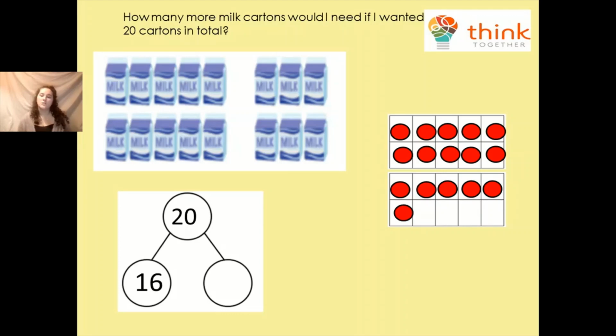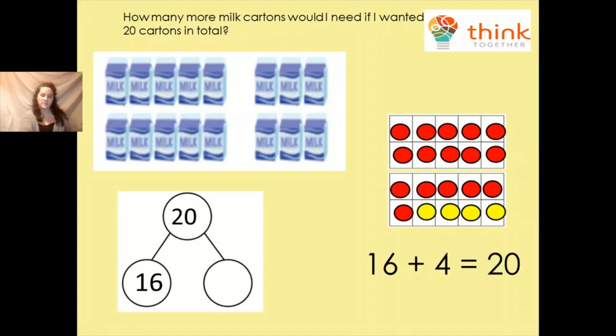Amazing. I would need to fill up that tens frame, because once I've filled it up, I will have 20 in total, and I can count how many more counters I needed to get to 20. So you ready? I'm going to fill up that tens frame. Right. How many more counters did I need to reach 20? Can you count them with me? 1, 2, 3, 4. Fantastic.